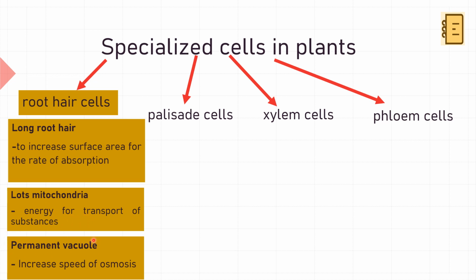And they have a permanent vacuole. A permanent vacuole is usually part of any plant cell, and in this case, it will increase the speed of osmosis. Osmosis is basically part of diffusion, just in this case, we are talking about movement of water from one direction to another. Then the next one that we will be talking about is palisade cells.